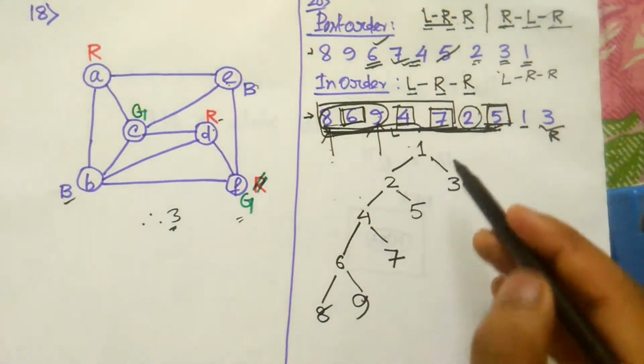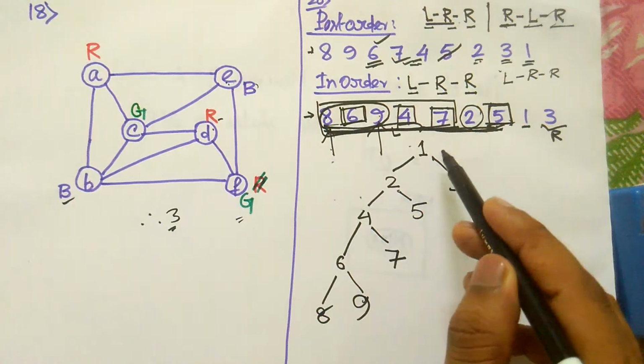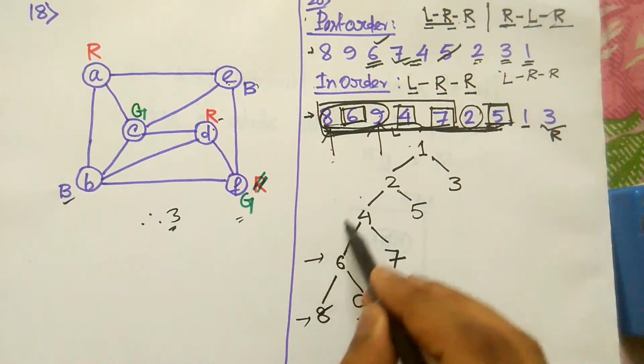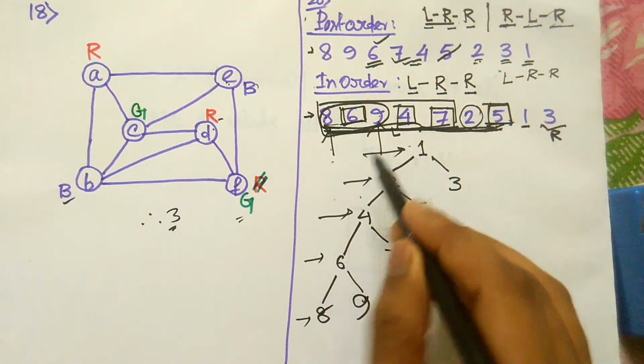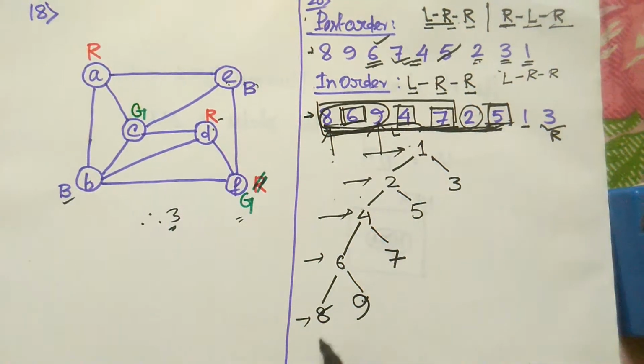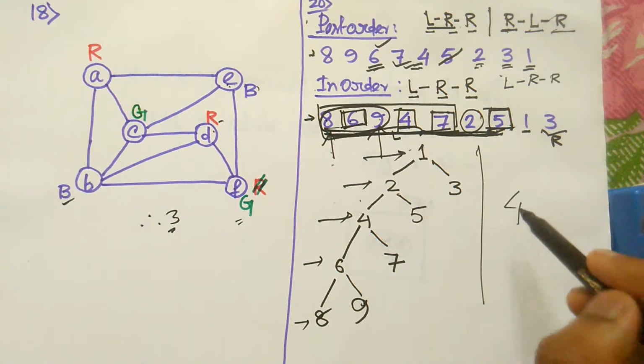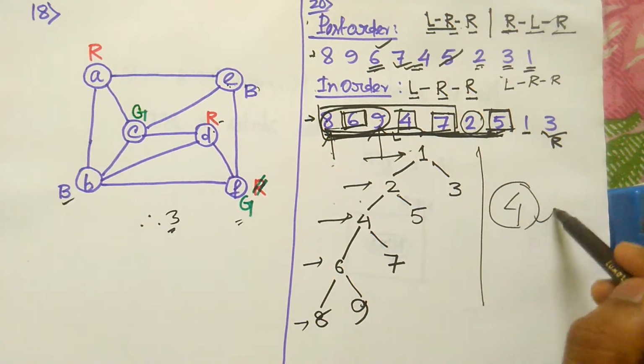So this is the tree that generates that post order and in order traversal. Now if we count the height of the tree, that is 0, 1, 2, 3, 4. So the height of the tree is 4, and for this question the answer is 4.